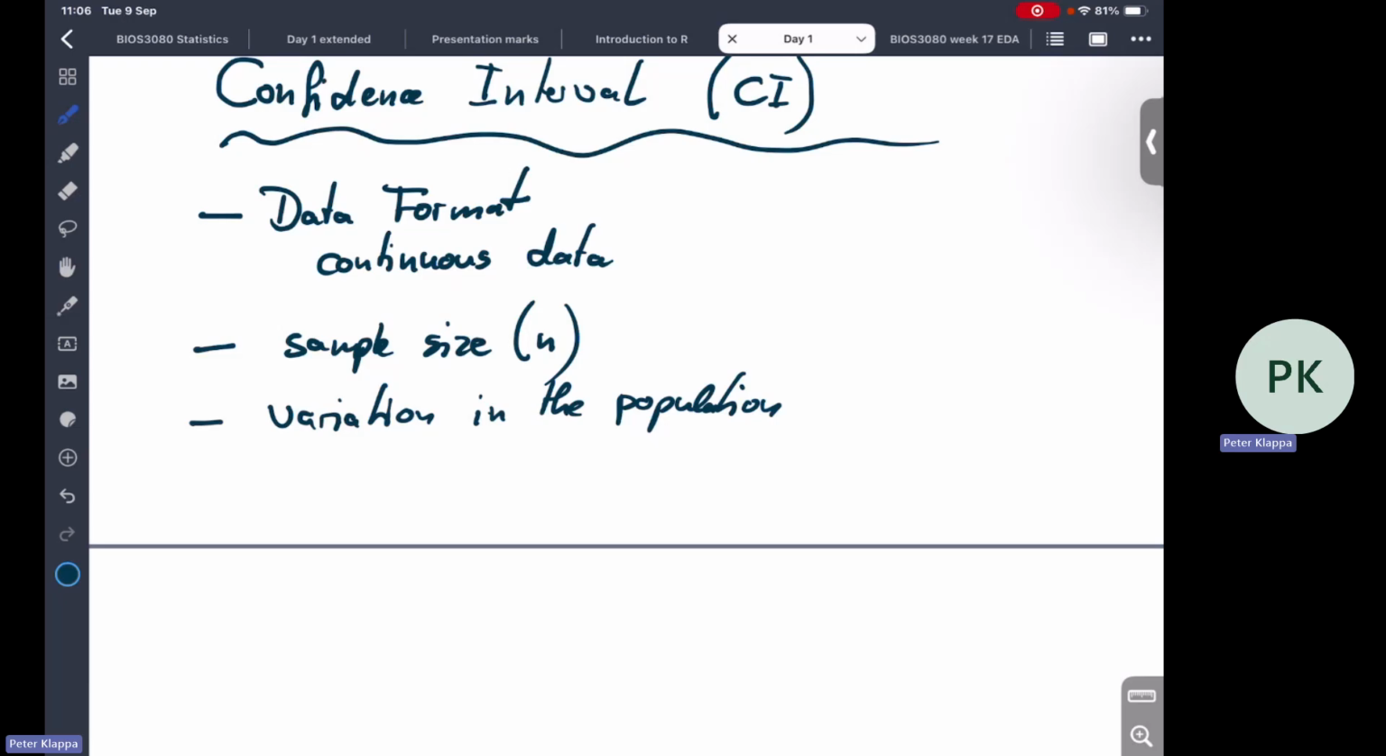Or in other words, the confidence interval will be very small if the population variability is small. The confidence interval will be very large if the population variability is very large. Yeah? So the larger the population variability, the larger the confidence interval. I can't say plus minus 10 centimeters, I probably have to say plus minus 20 centimeters.